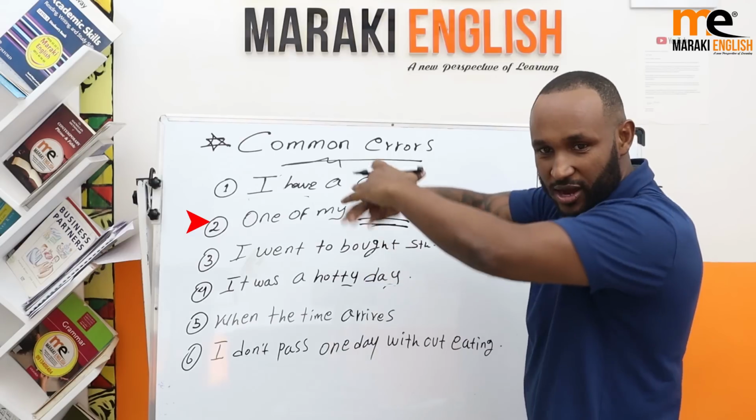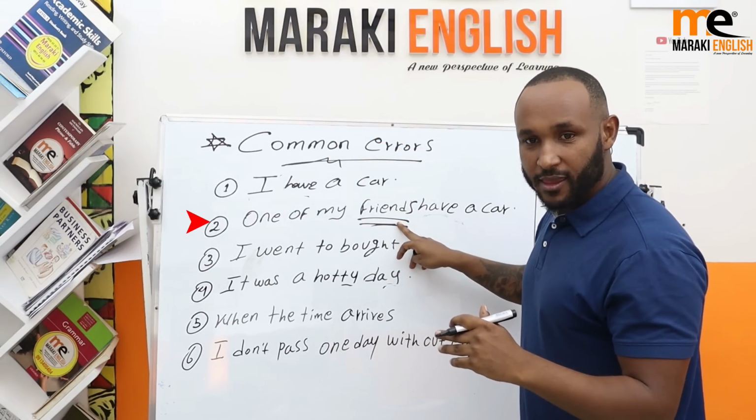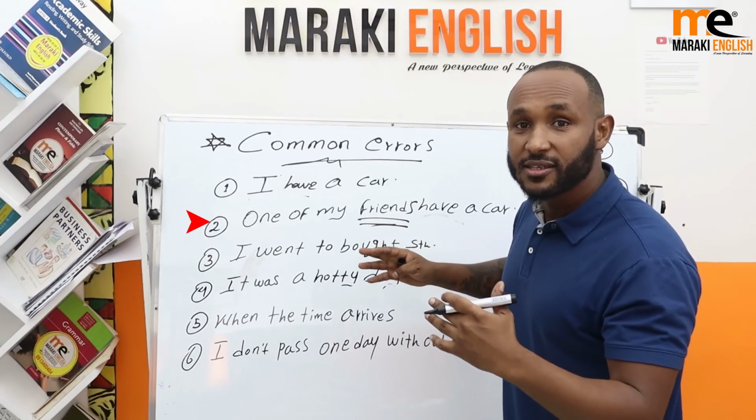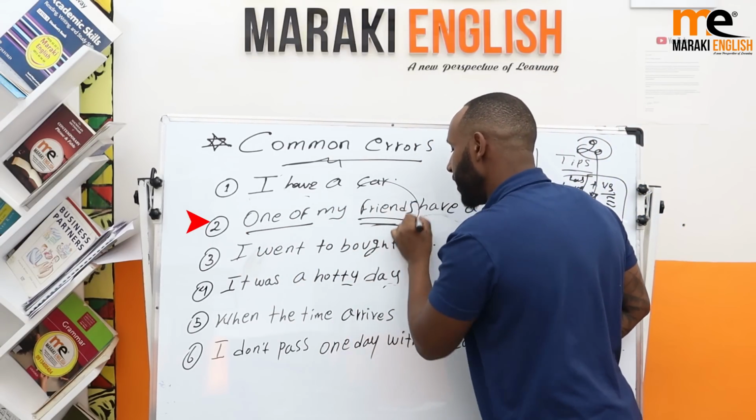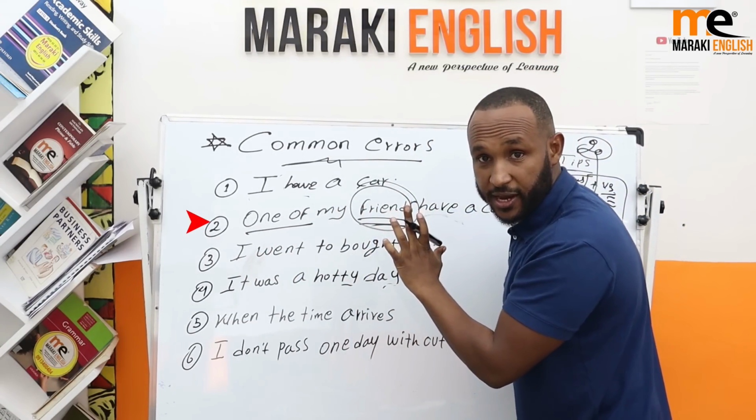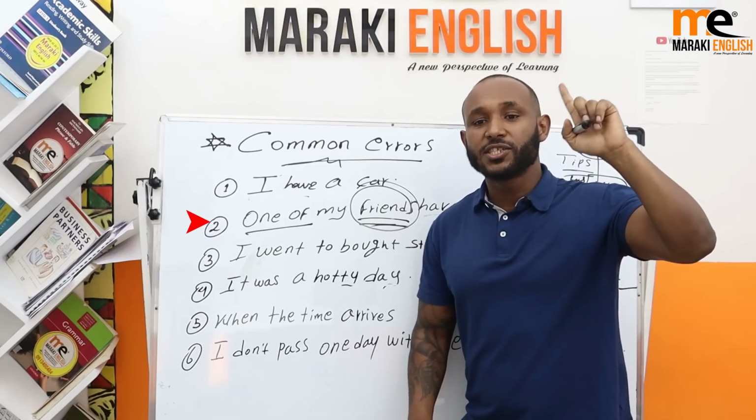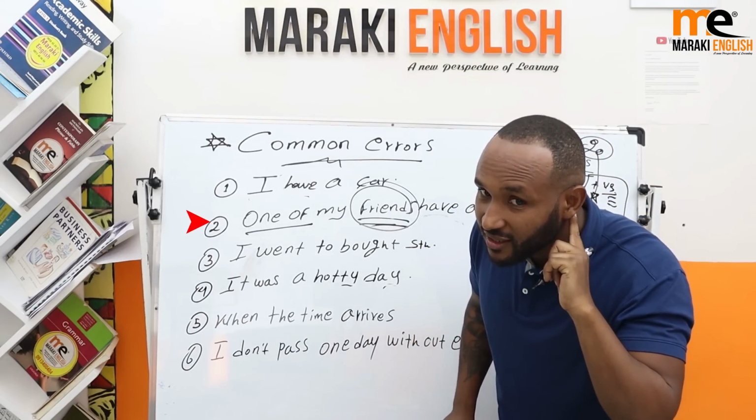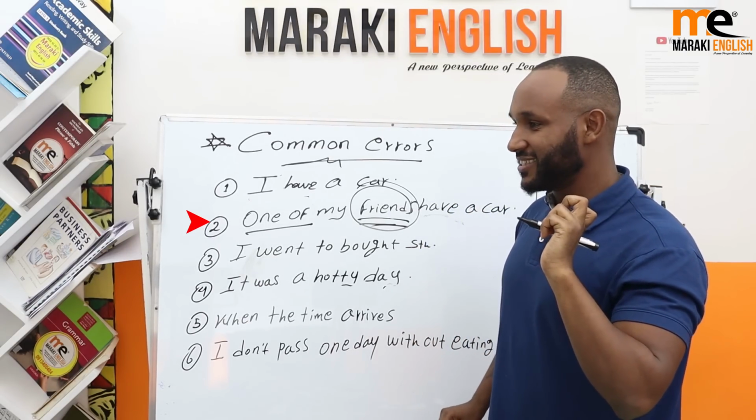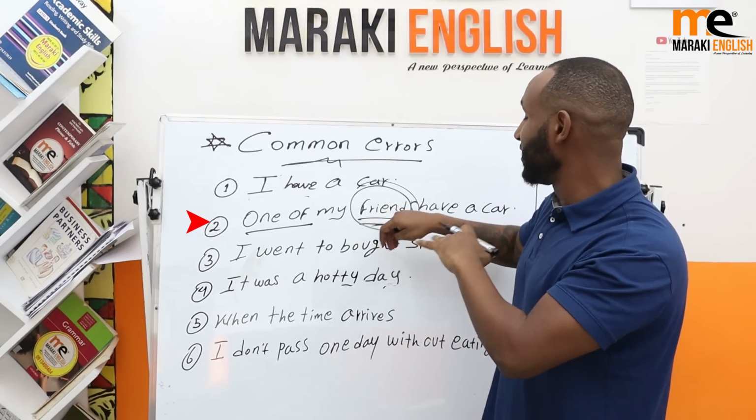One of my friends. You have a lot of friends. One of them. One of my cars. Every time you say one of, the group needs to be plural. One of my questions. Very good. Nice.